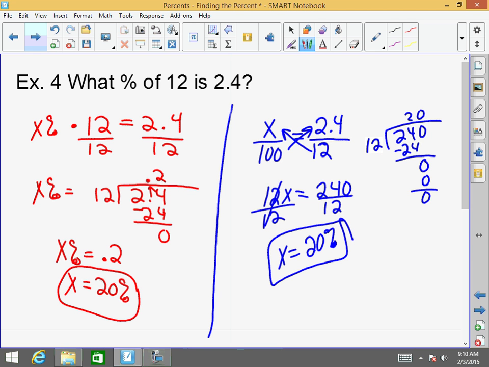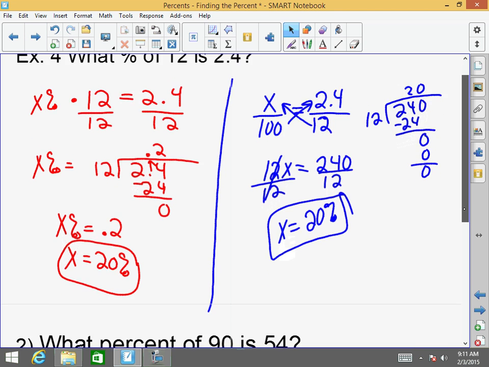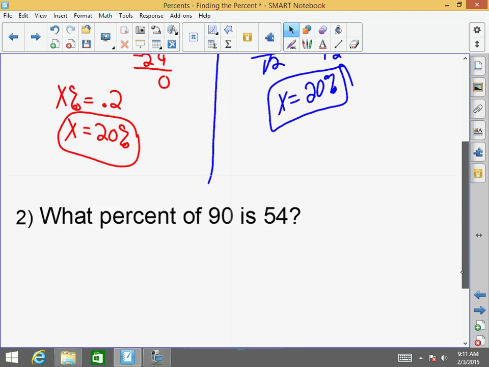Again, I'm doing it both ways. I want you guys to choose one. Just master one method. If you want to master both methods, God bless you. That's even better. But master one method for sure. Choose one that you love and master it. You with me here? Okay.